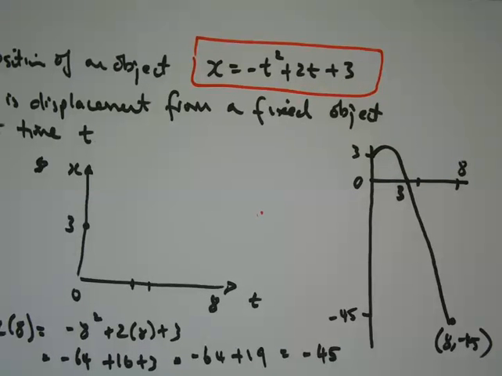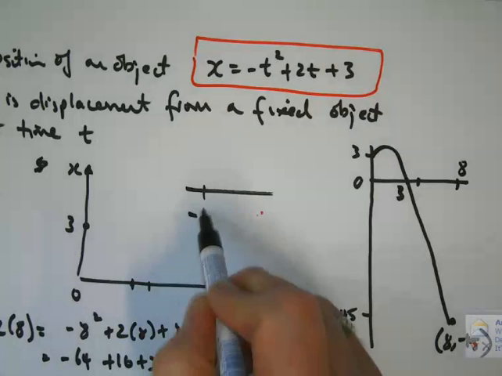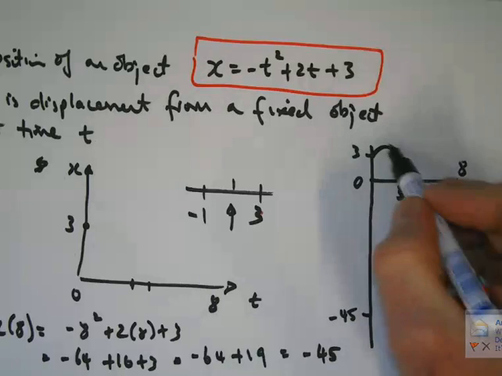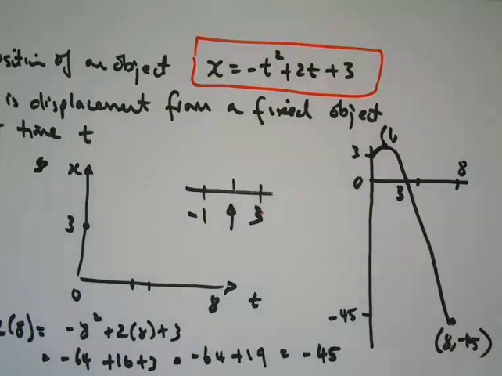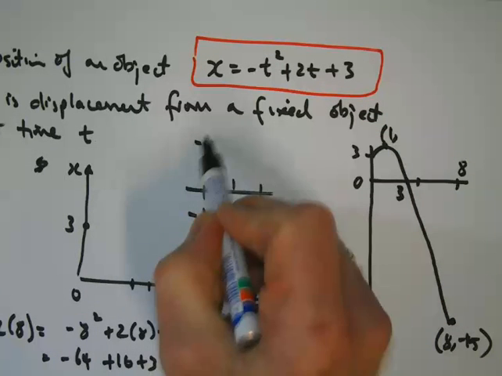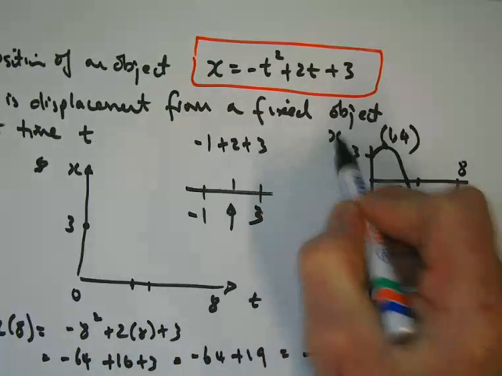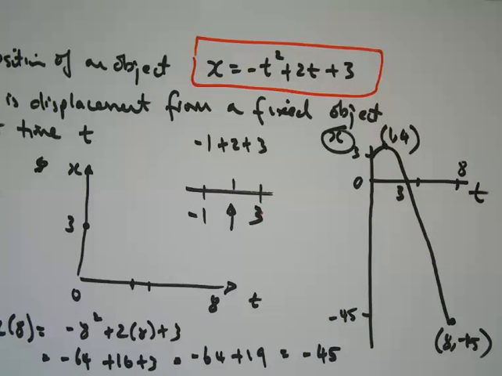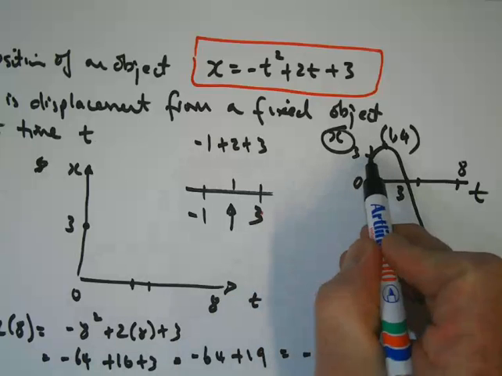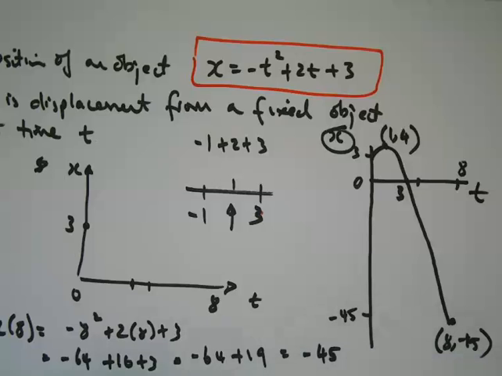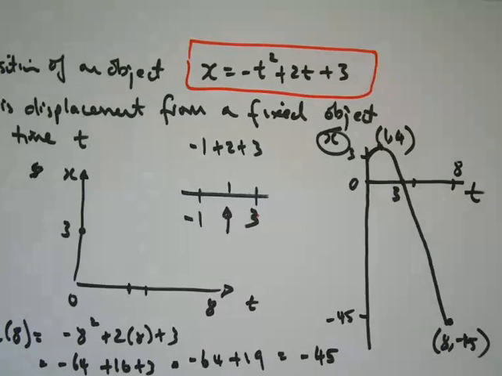I know that my x-intercepts would have been at negative 1 and also at 3. Dead middle is 1. Therefore, turning point will be at 1. And if I sub 1 into here, I get negative 1 plus 2 plus 3, which is 4. So there's my graph of x against t. A y-intercept, which is really the x-intercept of 3, cut through at 3, height of 1 and 4, and it goes down there at 8 and negative 45. So that's part A.